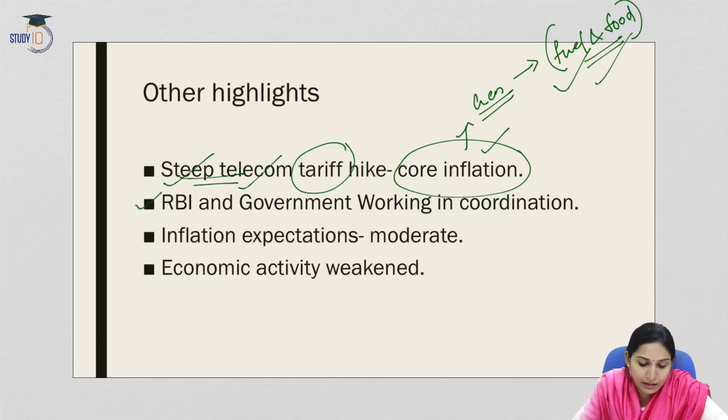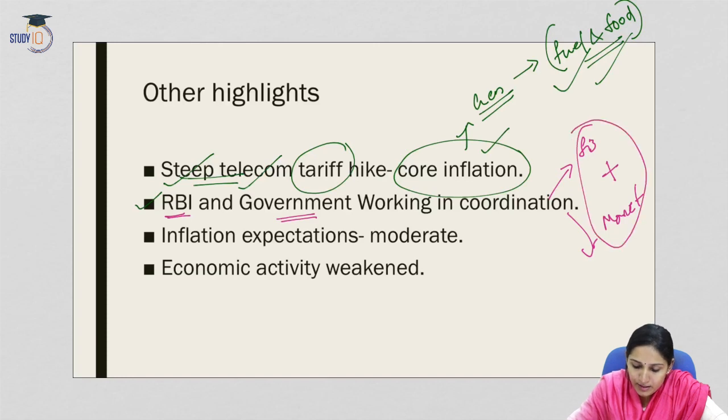It also mentioned that both RBI and the government are working in coordination and cooperation with each other to contain this economic slowdown. So government will be responsible for making fiscal policy and RBI for monetary policy. So both fiscal and monetary policies will be taken together in coordination by the RBI and the government. That is what RBI has decided and has conveyed. Now the inflation expectations are moderate for RBI, and also it has noticed that the economic activity has weakened. That is, the output generation in the economy has weakened.